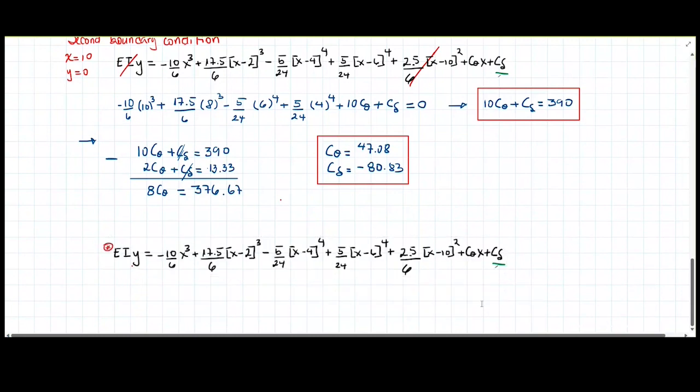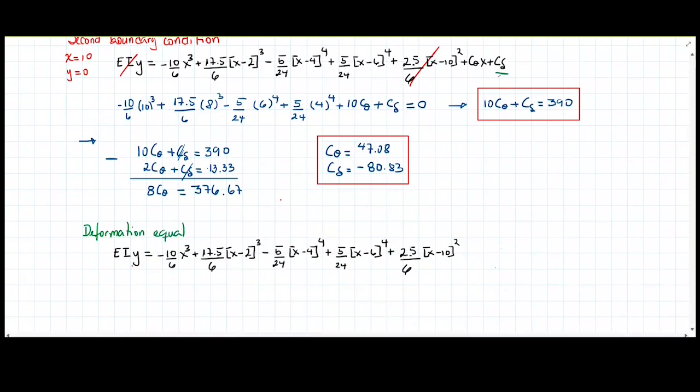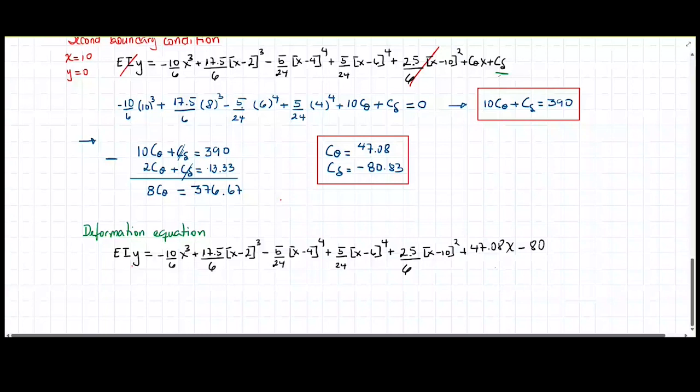Now we're going to substitute the value of those constants into this one. Let's call it the deformation equation. And then the values of the constants are going to be plus 47.08 x minus 80.83. And there you go. You have the whole deformation equation in just one. Let's build a rectangle on top of that.